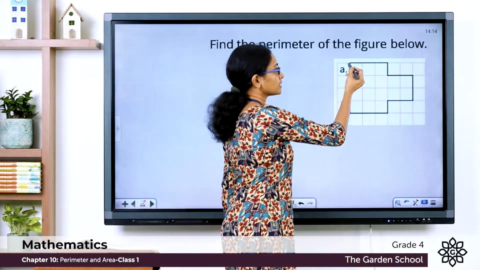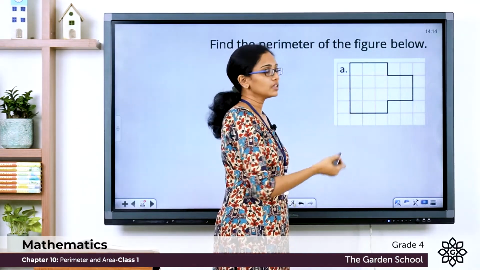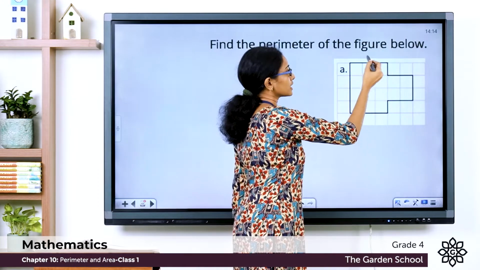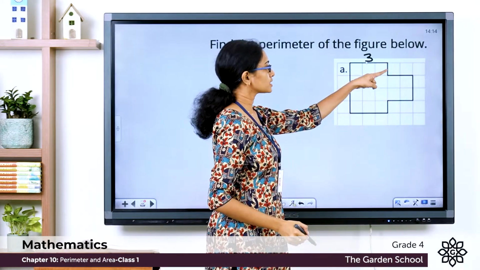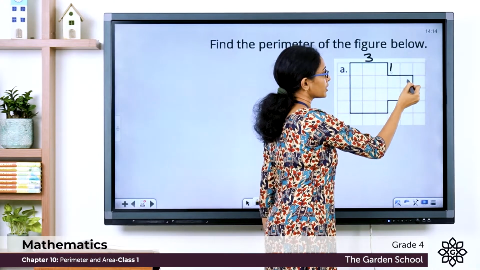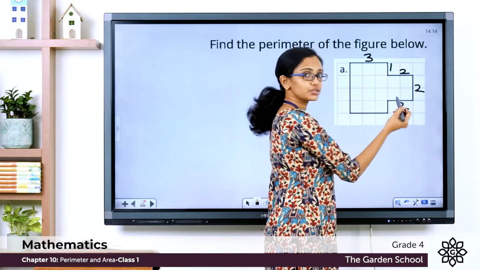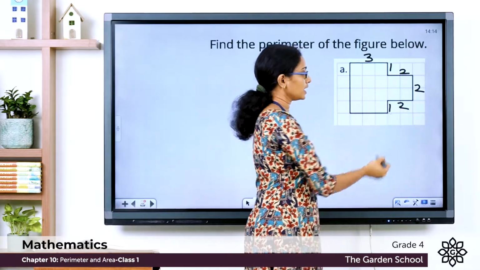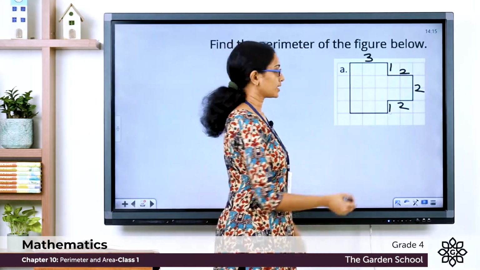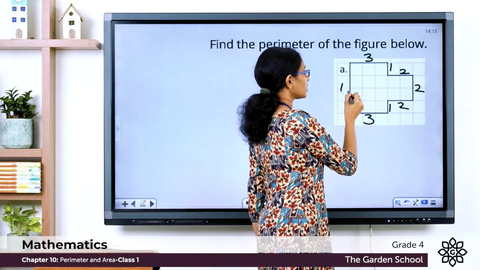So how do you find out the length of this side of the figure? It covers 3 squares here. So it would be 1, 2, 3. 3 units. Now what about this side? This side will be 1 unit. This side will be 1, 2. So 2 units. Here also 2 units. Here again 2. Now you have 1 unit here. Now here it covers 3 squares. So it will be 3 units, and here it will be 4 units.